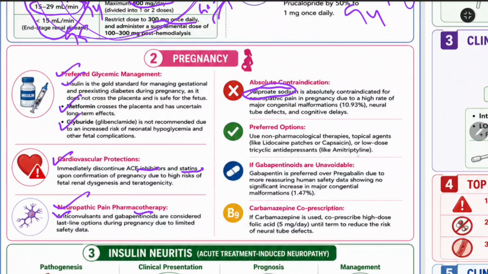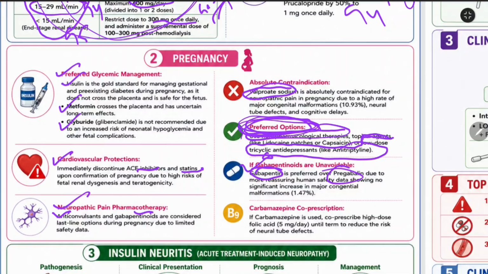Use non-pharmacological therapies like topical agents or low dose preferred options in patients who are pregnant. So you can use low dose tricyclic antidepressants like amitriptyline. If gabapentinoids are unavoidable, then prefer gabapentin over pregabalin. So in pregnancy, amitriptyline as a low dose TCA, and gabapentin is preferred over pregabalin if you want to use one.